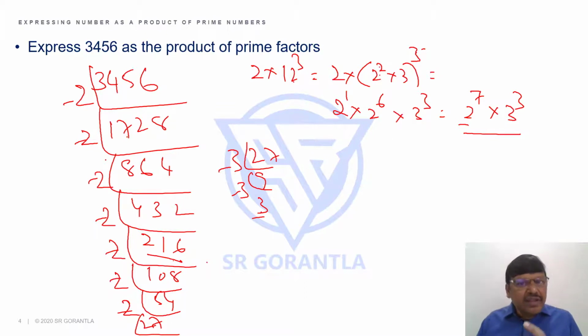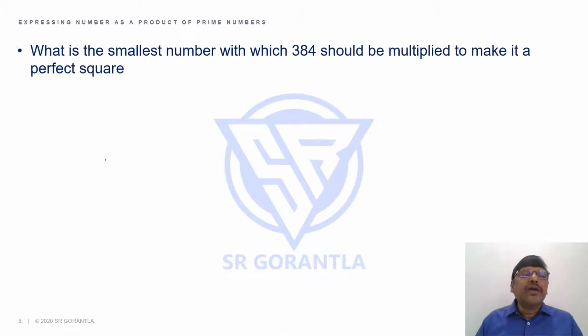So let's see. There will be a few direct questions also on this, and this is how you get questions. Let me show you one. What is the smallest number with which 384 should be multiplied to make it a perfect square? Is 384 a perfect square? If not, with what number should I multiply it, minimum, so that it will become a perfect square?